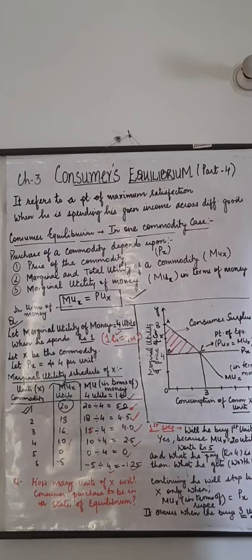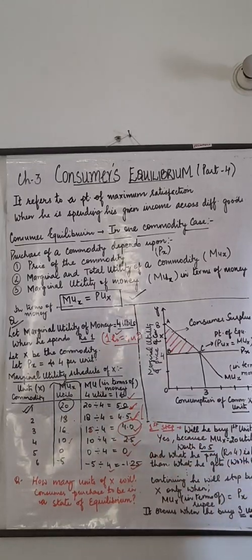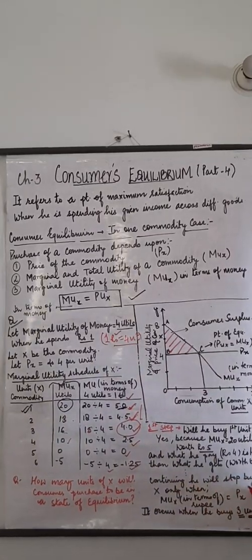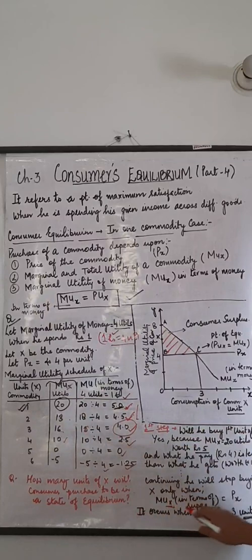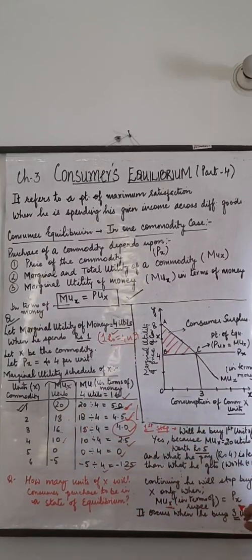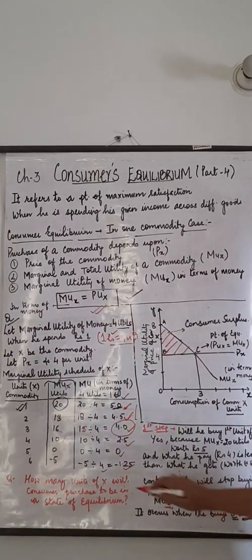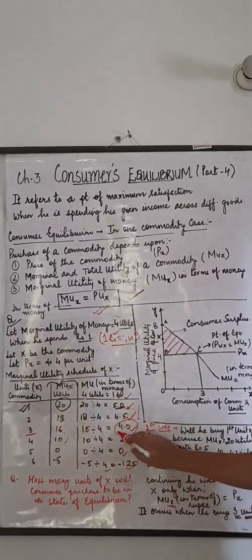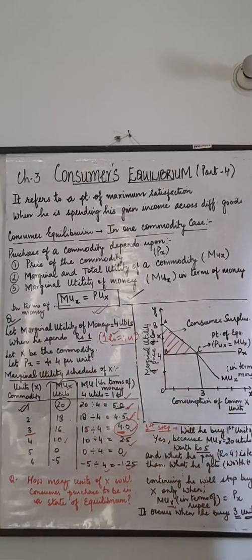If he gets it at rupees 4, he will continue doing it till he satisfies his condition, that is, he'll continue, he will stop buying X only when MUX in terms of rupees equals PX, the very first condition. And here it occurs when he buys 3 units. You can see that at point 3, when he has consumed 3 units, it is 4. And prior also, we have said that the price is rupees 4 per unit.